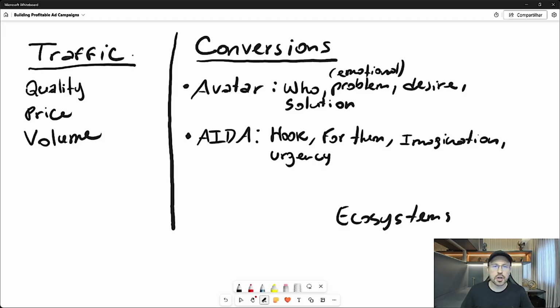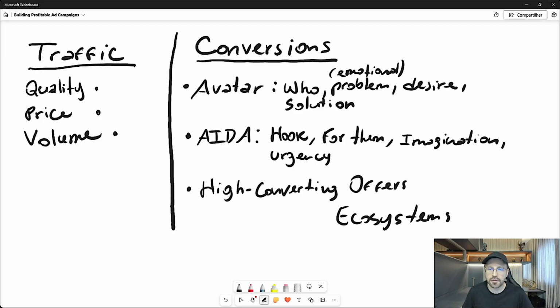The reason why this is so important is because here inside Traffic Mavericks, I'll be showing you how to generate quality traffic at affordable rates and with a volume that will allow you to scale your campaigns. But if you don't do these other things right, you're not going to get conversions, okay? And if you are, like me, an affiliate, then here you can find high converting offers as well, because some of those high converting offers will do part of this for you.